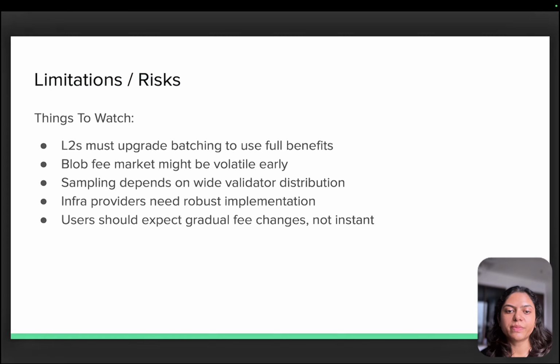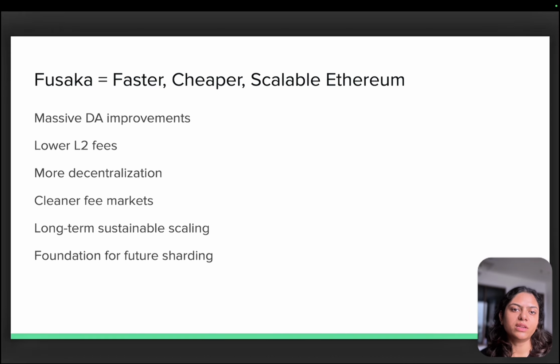Then users should expect gradual fee changes, not instant. Fee drops will be gradual. It's not that Fusaka is introduced and on the second day the fee is suddenly lower. The fee changes happen in a gradual way, not instantly. Fusaka is powerful, but it is not magic. There will always be room for improvement, always something new to improve. So these are some of the limitations and risks we have to learn about over time through implementation. Then there is Fusaka: faster, cheaper, scalable Ethereum.